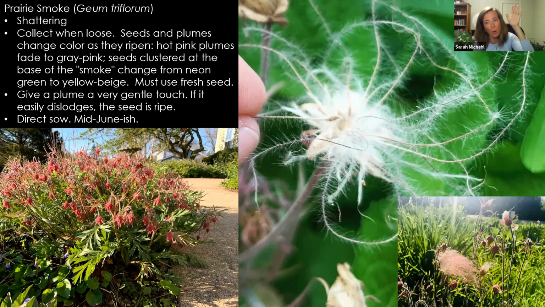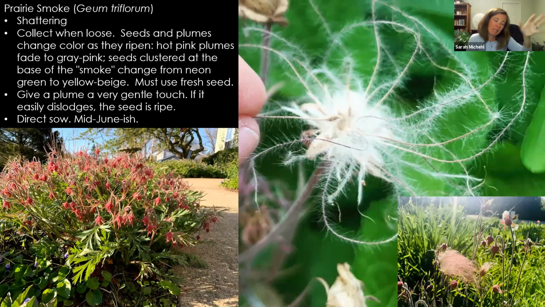That means just put them out right away, throw them out, fling them around. All right. Prairie smoke. Everybody should have prairie smoke in your yard. If you've got some sun and it's not standing water, put some prairie smoke in. It's a perfect little landscaping plant.